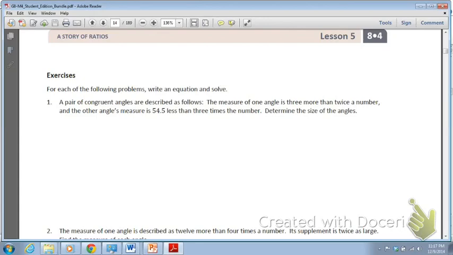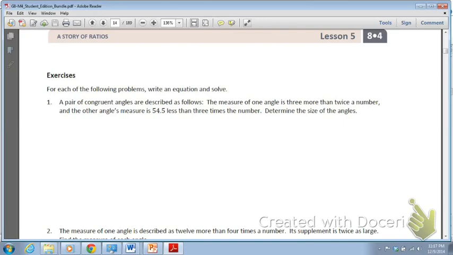Okay, so let's read exercise 1. A pair of congruent angles are described as follows. The measure of one angle is 3 more than twice a number, and the other angle's measure is 54.5 less than 3 times the number. Determine the size of the angles.